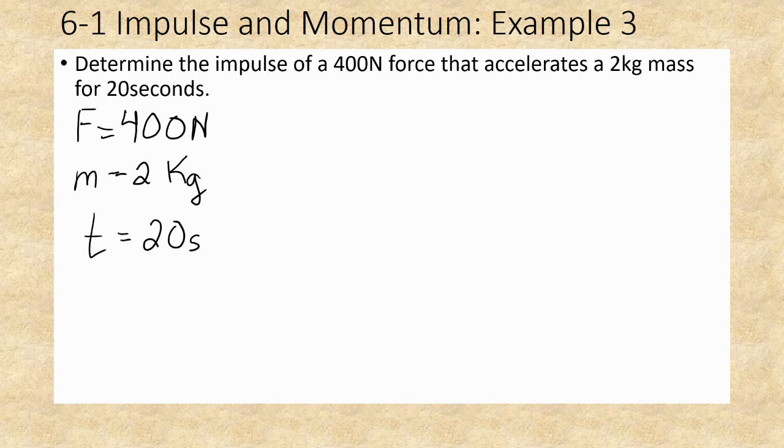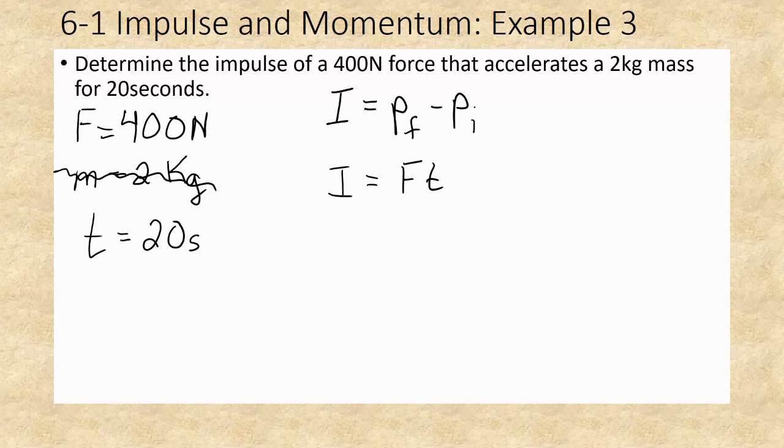So, if we want to get the impulse, it's either the change in momentum or force times time. Well, we have force and time, so we're going to ignore the mass for the time being. We don't need the mass to calculate the impulse in this case. It's just going to be 400 newtons times 20 seconds. And that's going to give us 8,000 Newton seconds.